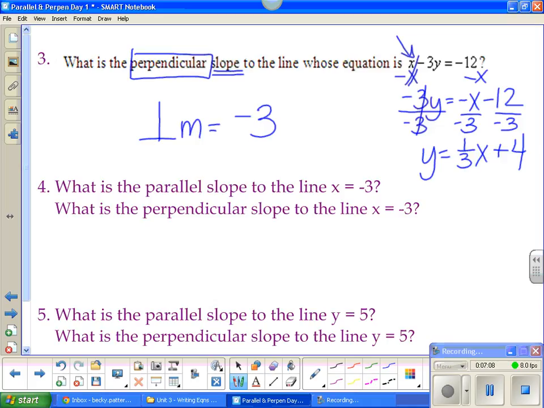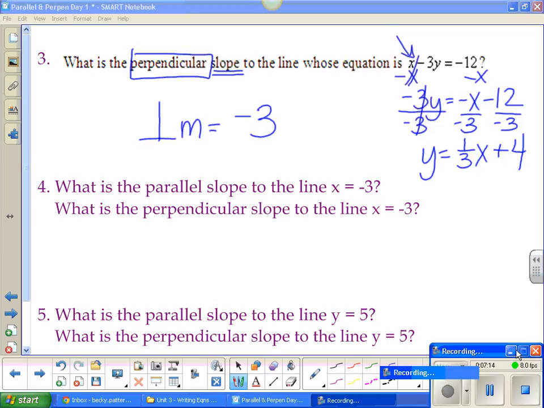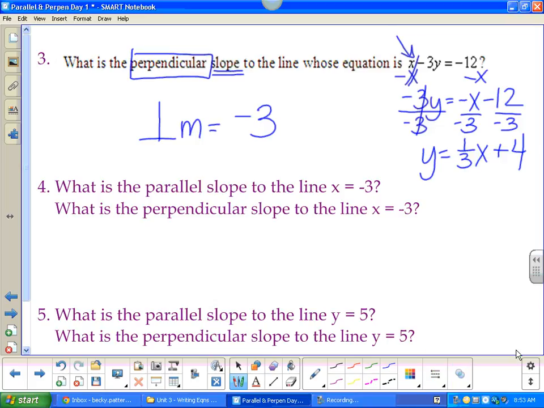Okay, number 4 and number 5 are tricky. Lots of kids miss these. It says, what is the parallel slope to the line x equals -3? And a lot of people say, oh, well, it'll be -3 because parallel lines have the same slope. But if you'll remember, this is not its slope. This is x equals -3. So this is a vertical line.